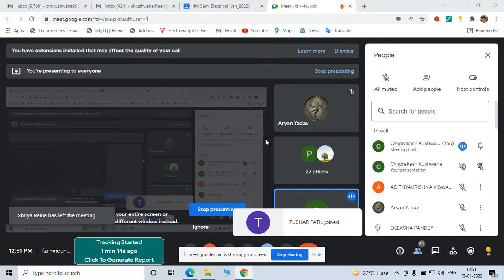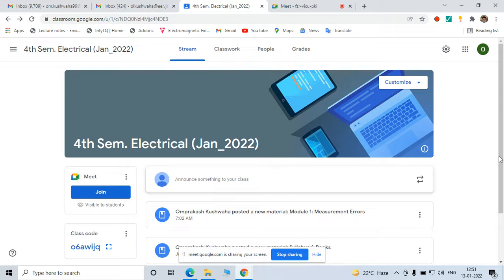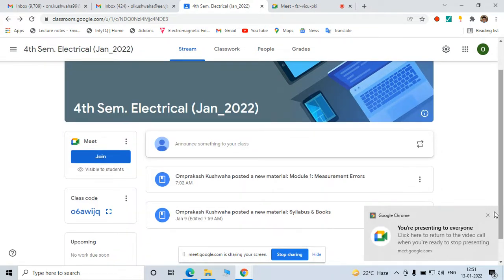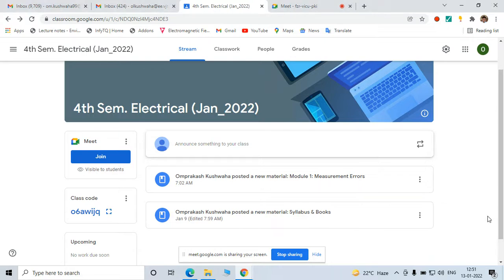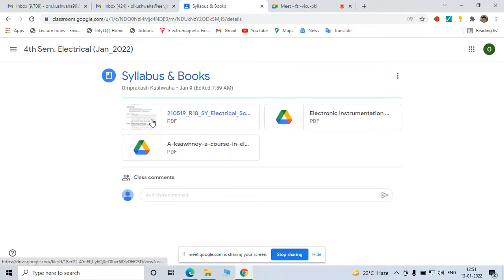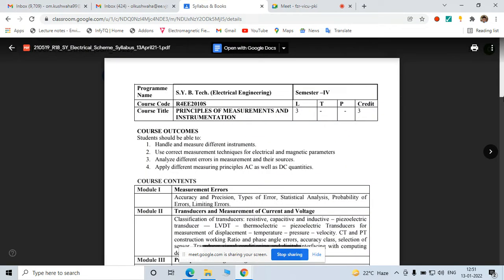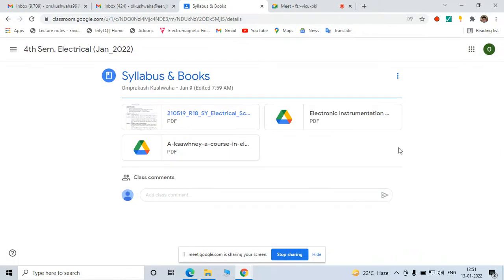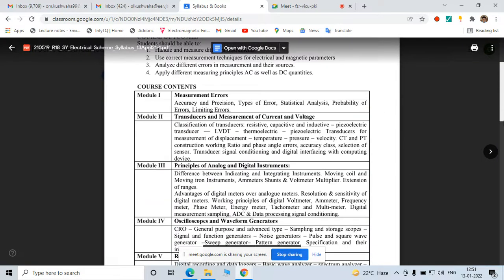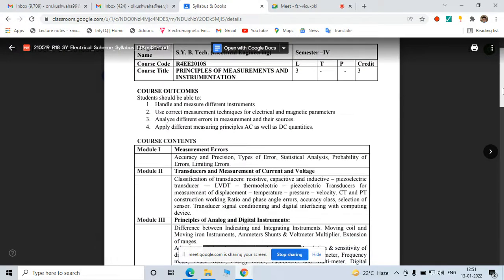Okay, so today we will start your subject, that is Measurement and Instrumentation, Module 1, measurement errors. First of all, we are going to see what the syllabus of your course is and how to follow it. There are a total of five modules. The whole subject is divided into five modules.